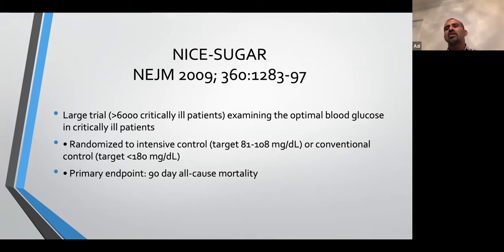The 90-day all-cause mortality was lowest if we kept the target between 81 and 108. For patients on regular med-surg floors, non-ICU patients, keeping the target at less than 180 was good enough. This was a large trial, with more than 6,000 critically ill patients registered. So it's a pretty good study to refer to when it comes to hospitalized patients' diabetes management.